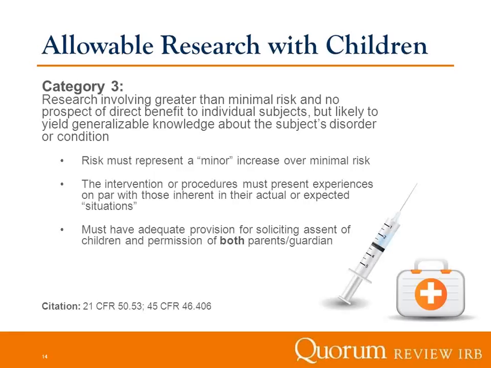And again, you have to have adequate provisions for soliciting assent, and I have highlighted here that you actually have to have permission of both parents. There's some exception, which I'll discuss, or guardian for this category of research. So the IRB needs to find that that's the intent, is to solicit permission of both parents rather than just a single parent for this riskier research.